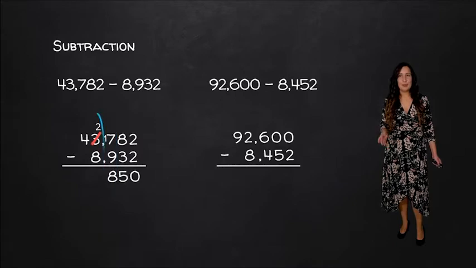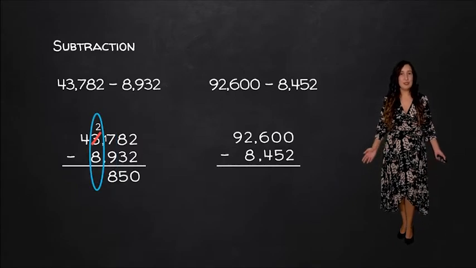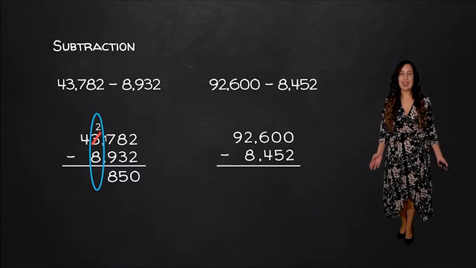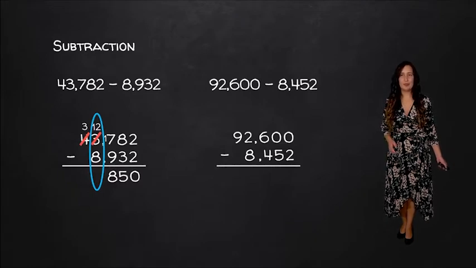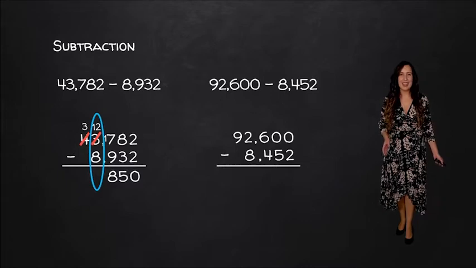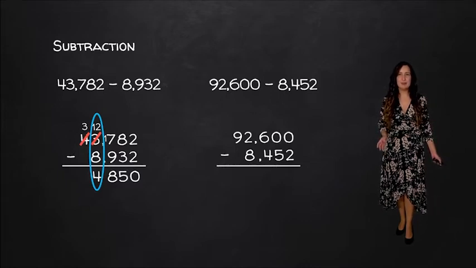And then if we go to our next place value, we have 2 minus 8. And again, we're going to have to borrow. We're going to borrow from the 4. That 4 is going to become 3. And that 2 is going to become a 12. And so 12 minus 8 is equal to 4.